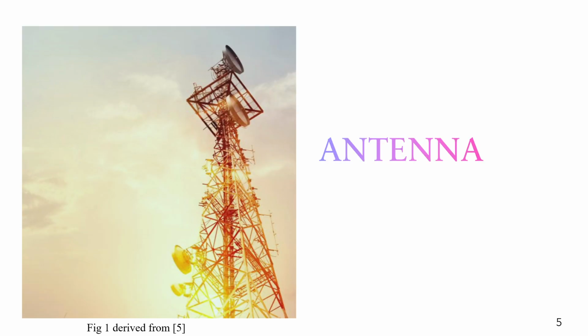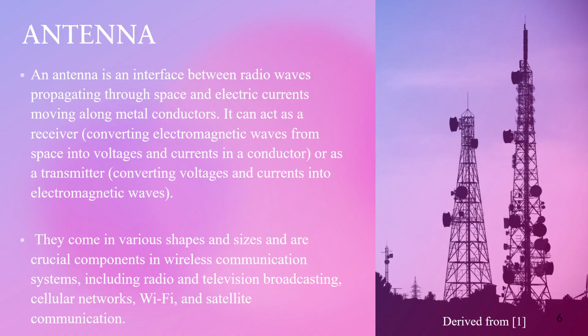Now this is a picture of a common antenna. An antenna can be called an interface between radio waves propagating through space and electric currents moving along metal conductors. It can act as a receiver, that is, it converts electromagnetic waves from space into voltages and currents in a conductor, and also as a transmitter that can convert voltages and currents into electromagnetic waves. This is the reason why an antenna is called a transducer.